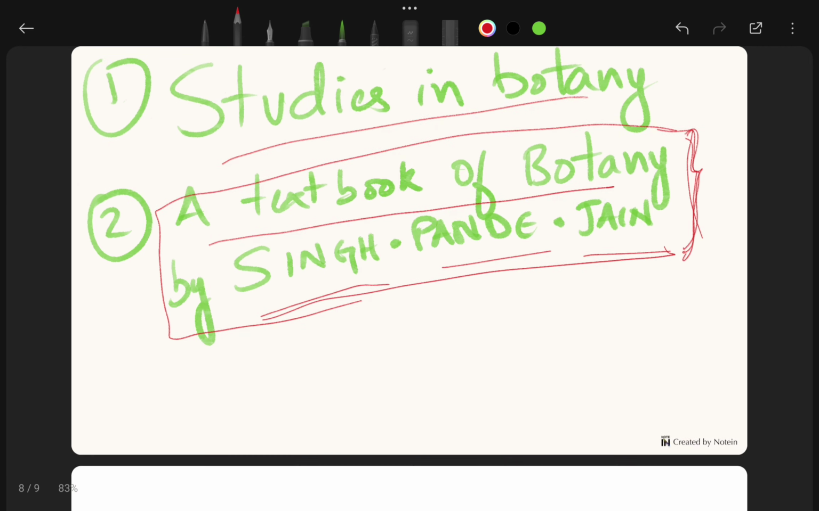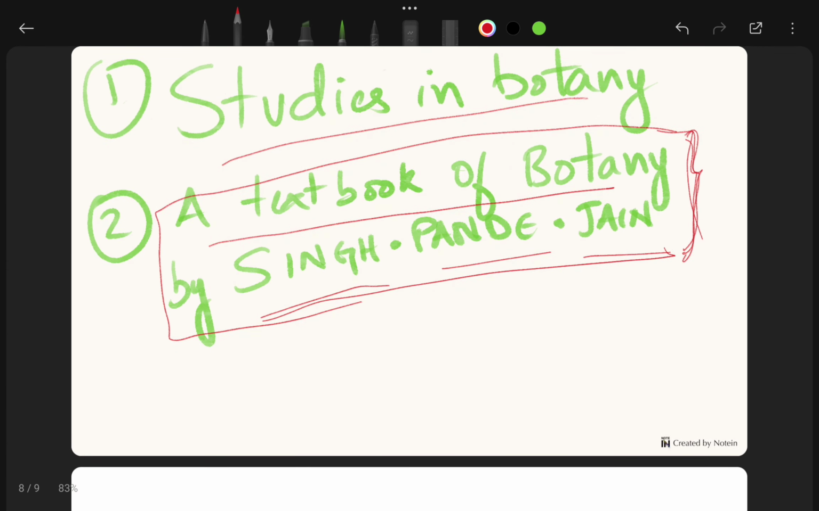So that's it for Riccia. We have covered the external features, internal features, the sex organs, and its development as well.